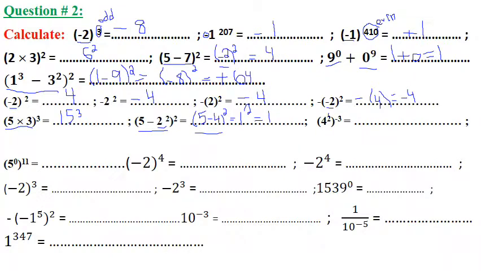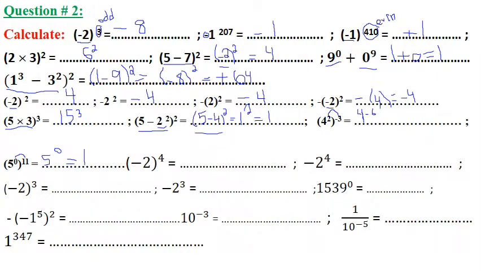Here we have power of power, so we multiply 4 to the power 2 minus 3. 2 times minus 3 is minus 6, so it's 4 to the exponent negative 6. Now here also we have a power of power, 0 times 11 is 0, so we get 5 to the exponent 0, any number to the exponent 0 gives me 1.